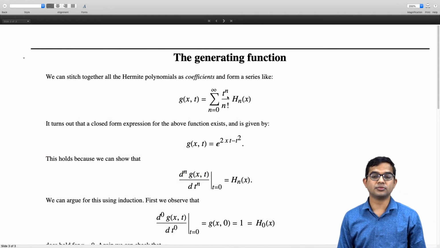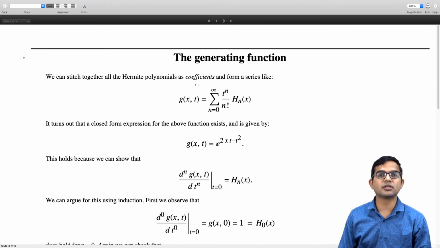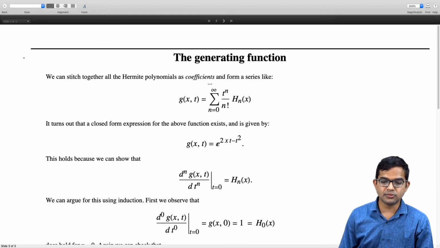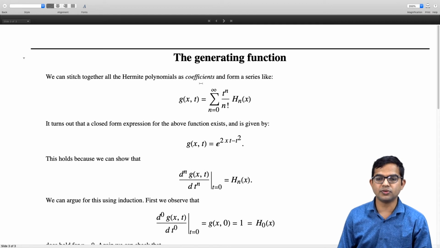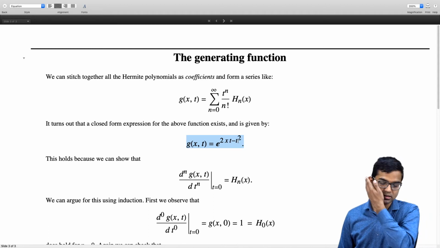another aspect of the story, which is the so-called generating function. It turns out that you can actually stitch together these Hermite polynomials, along with a very carefully designed set of coefficients, and form a series like this: t to the n divided by n factorial, n going from 0 to infinity, Hn of x. It turns out you can actually write a closed form expression for this, and that's this object, e to the 2xt minus t squared.